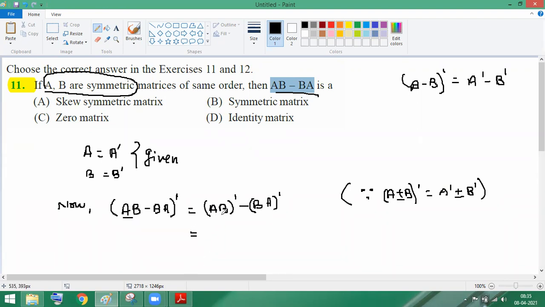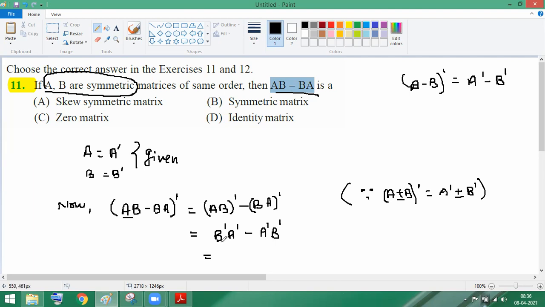Yes, sir. Now, what is the transpose of AB? I told you the transpose of AB will be B transpose into A transpose, minus the transpose of BA, which is A transpose into B transpose. The order gets reversed. Yes, first we write this part, then we write that part.